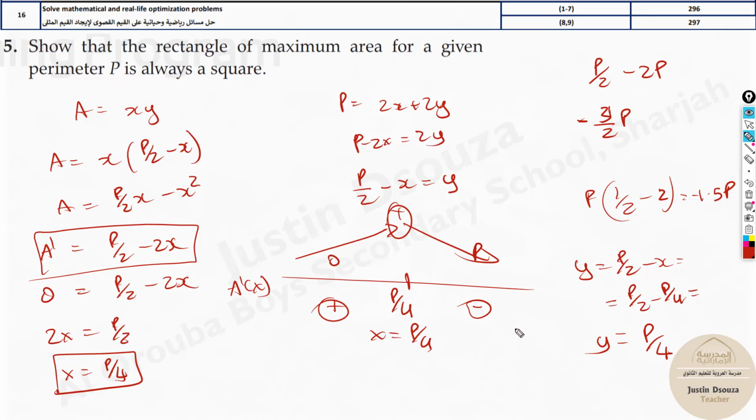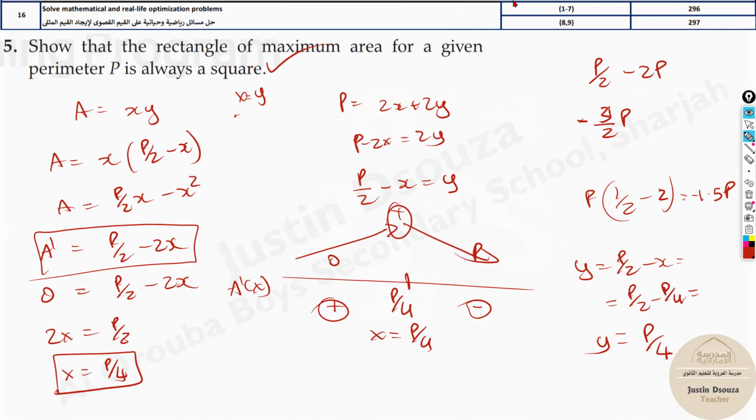So it's basically the same dimensions, as length and width are the same. So it is always a square. What is a square? x and y are equal, right? In a square, we get x and y equal. So hence we can conclude it's a square.